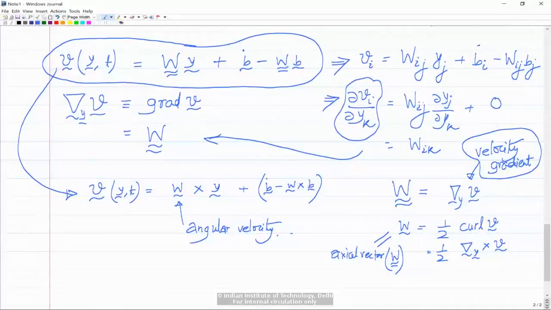Now let us see how this velocity gradient looks when you have deformable motion going on, when it's not a rigid body motion but a general deformable motion. All right, so let's try to work that out.